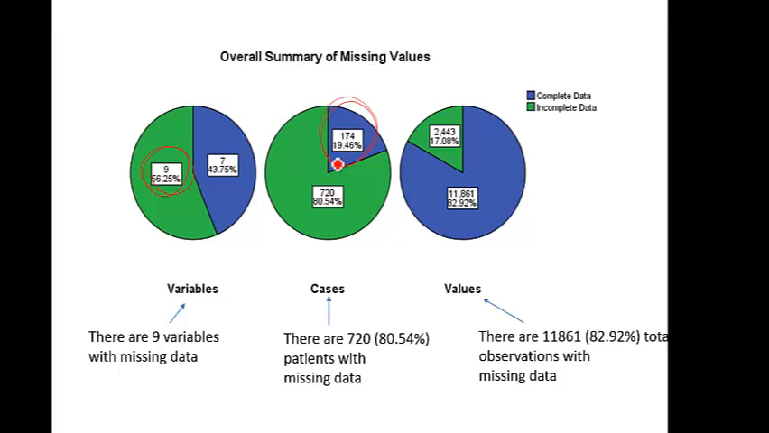And here, you can see there are a total of 11,861 observations missing, which is more than 80% of all observations. By the way, this is a prospective study. When you have a retrospective study, you probably have more missing data than in this SUPPORT study.